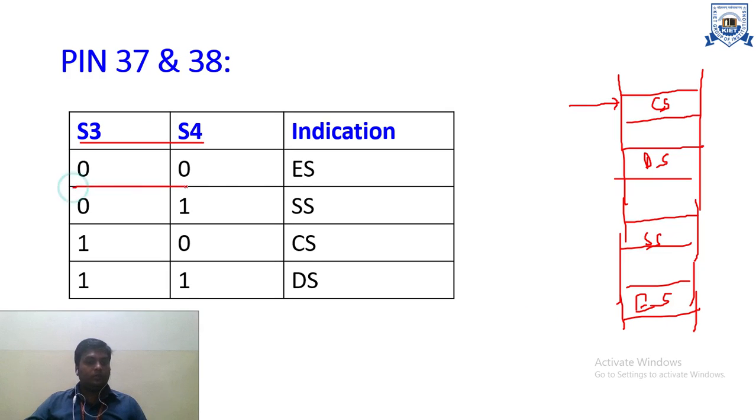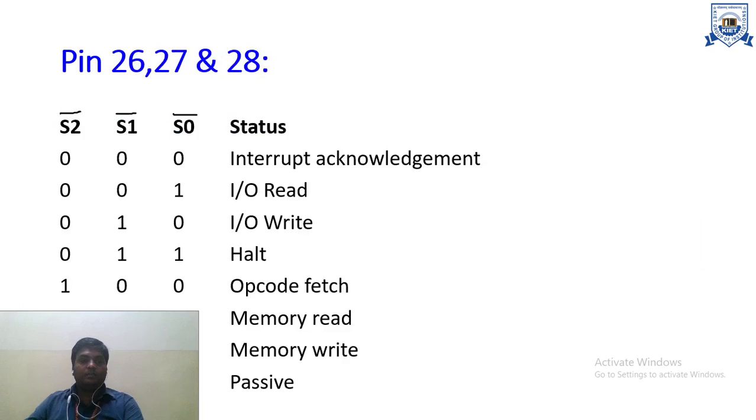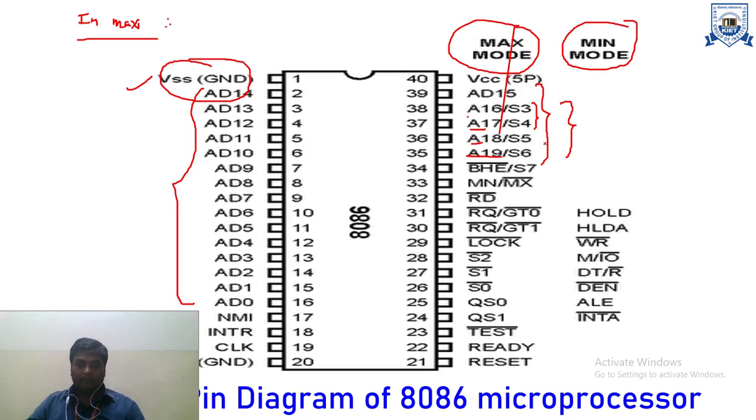When it is 00, the extra segment is considered. When it is 01, the stack segment is considered. When it is 10, the code segment is considered. And when it is 11, the data segment is considered. That is the meaning of the S3 and S4 pins.